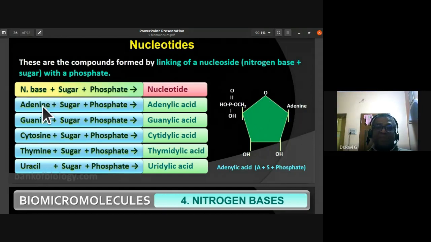So the example is adenine plus sugar plus phosphate group. We call it adenylic acid, or adenosine monophosphate, AMP. The next one is guanine plus sugar plus phosphate, guanylic acid, or we can also call it guanosine monophosphate. Cytosine plus sugar plus phosphate, we can also call it cytidylic acid or cytidine monophosphate, CMP.